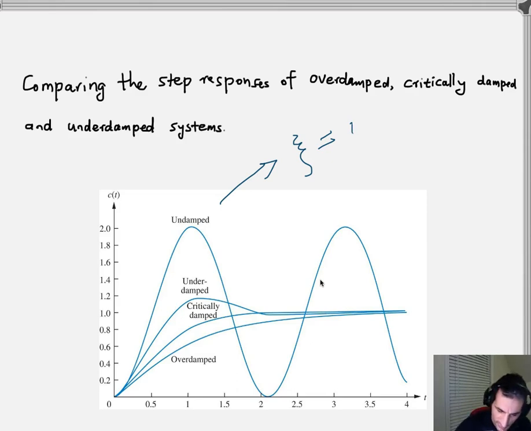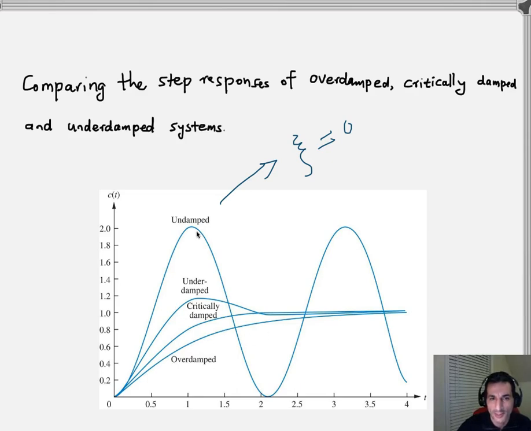It's just going to be an oscillatory response forever. But then you have underdamped. Now as you increase the value of zeta, you're first going to have underdamped, then critically damped, which is this, which is actually zeta equal to 1. Then overdamped is just going to be zeta greater than 1.